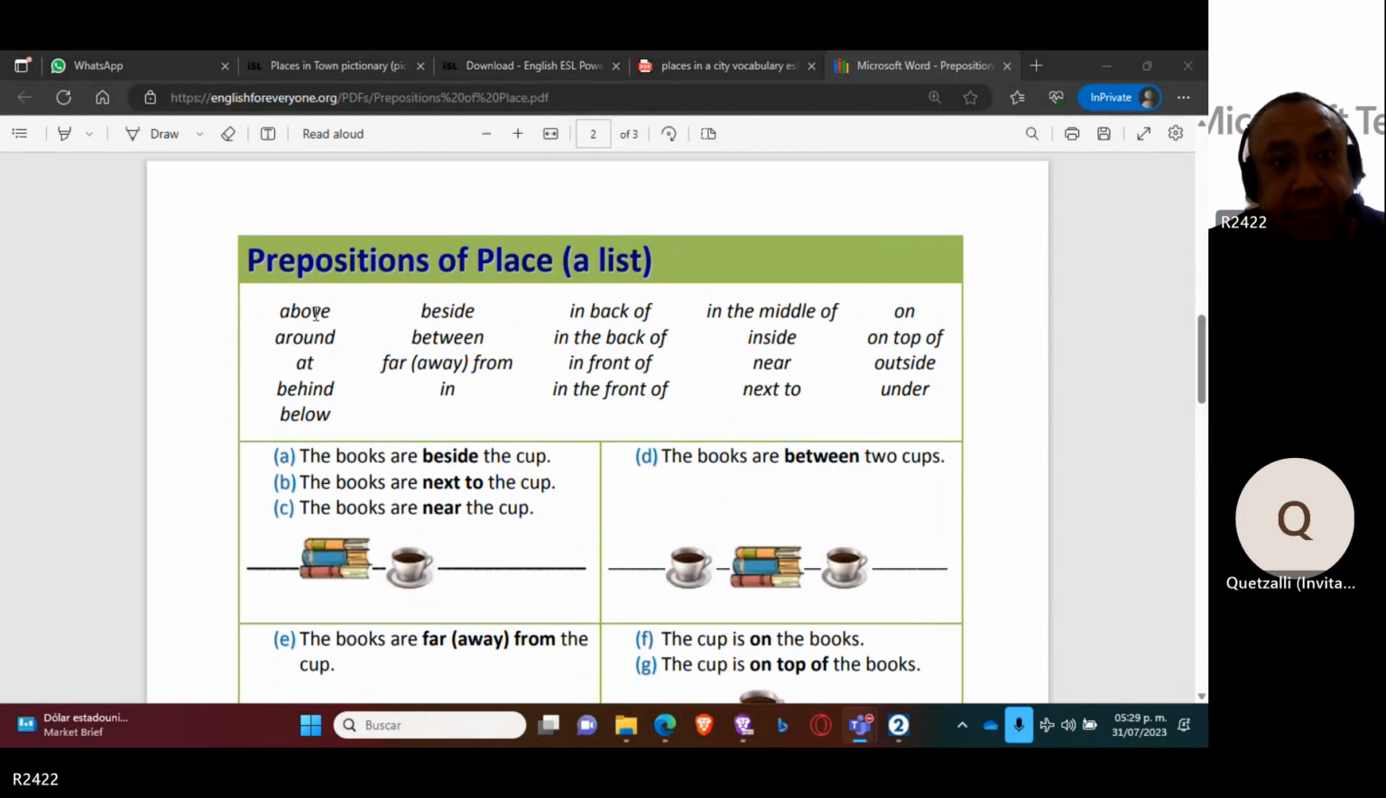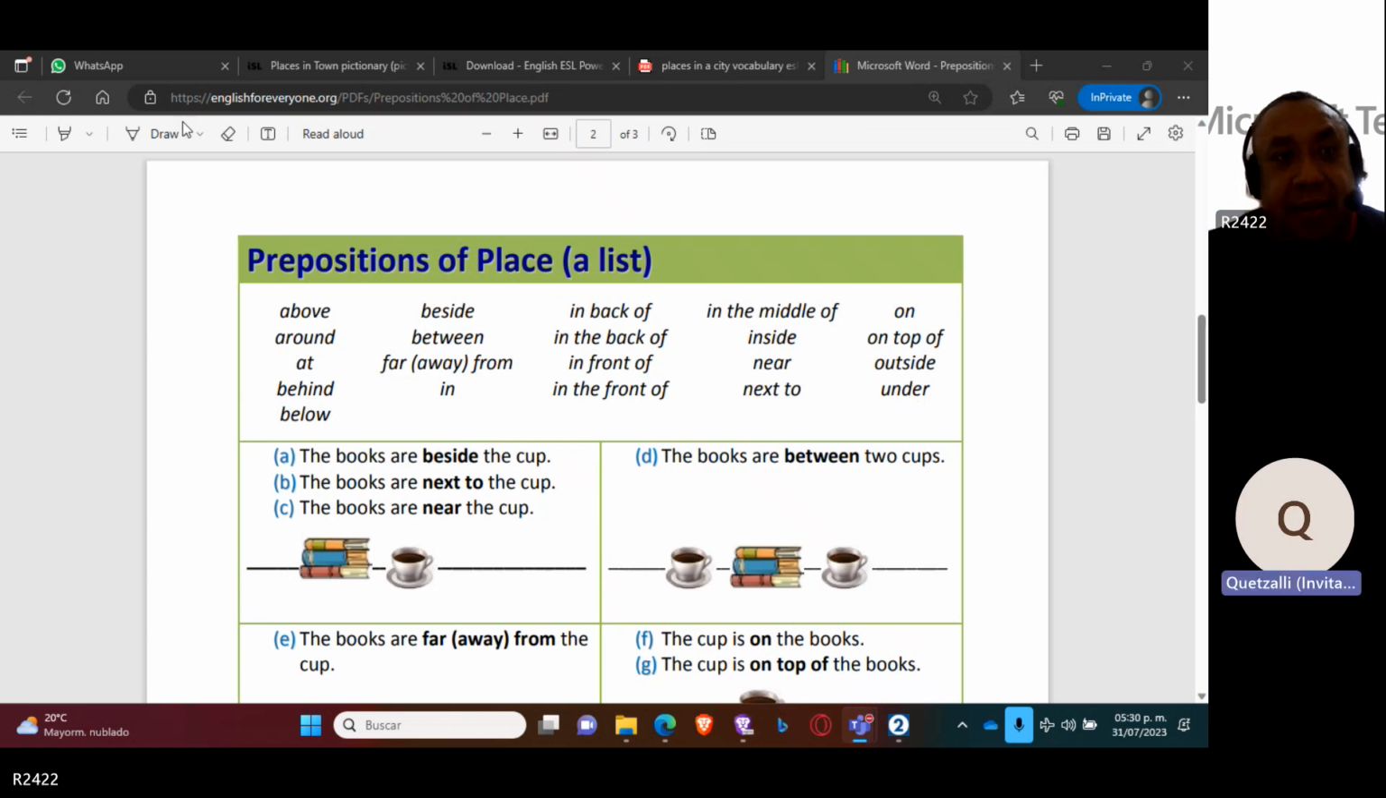You repeat. Above. Around. At. Behind. Below. Beside. Between. Far away from. In. In back of. In the back of. In front of. In the front of. In the middle of. Inside. Near. Next to. On. On top of. Outside.